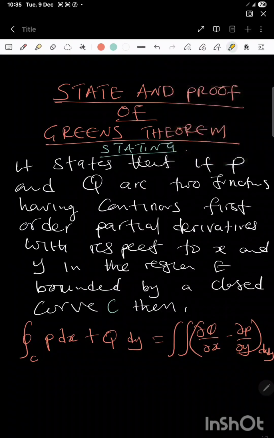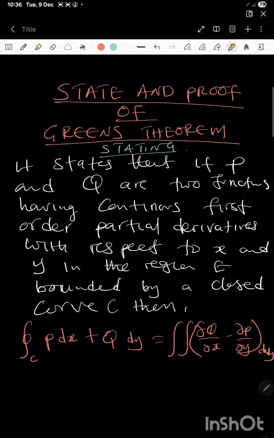To state Green's theorem, you say that if P and Q are two functions having continuous first order partial derivatives with respect to x and y in the region E bounded by a closed curve C, then the closed curve integral of P dx plus Q dy is equal to the double integral of the partial derivative of Q with respect to x minus the partial derivative of P with respect to y, in the order dx dy.